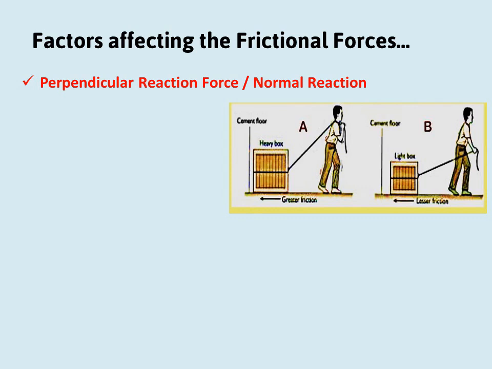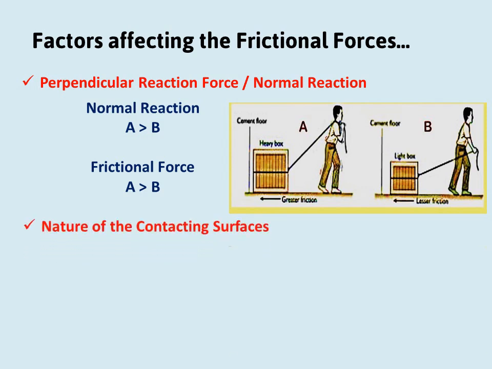B gives you a light box. So the heaviness is less, the mass is lower, the weight is lower than A. Now when the weight in B is lower than A, the normal reaction will also be less than A. So accordingly, we can make the comparison. The normal reaction of A is more than B, so the frictional force acting on A is more than B. That is because when the perpendicular reaction force or the normal reaction increases, the frictional force increases. Accordingly, A has the higher friction, and B has the lower friction here.